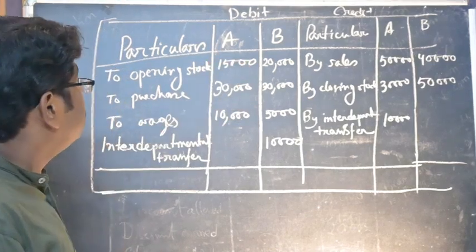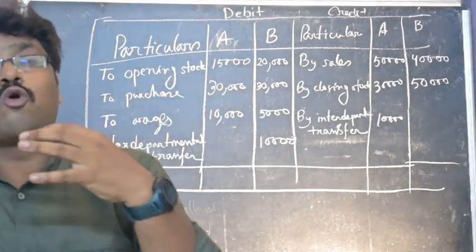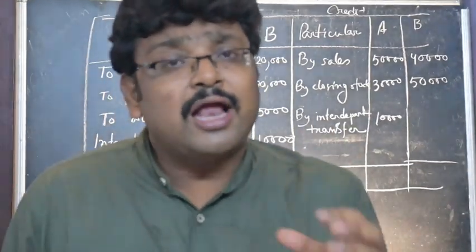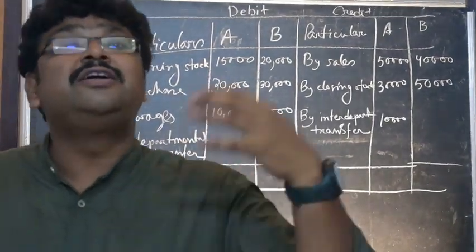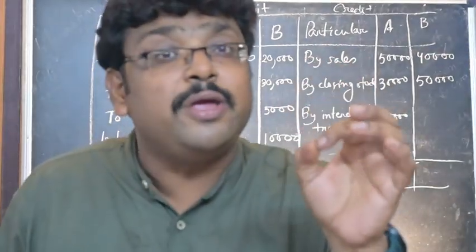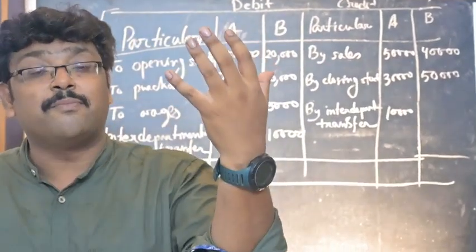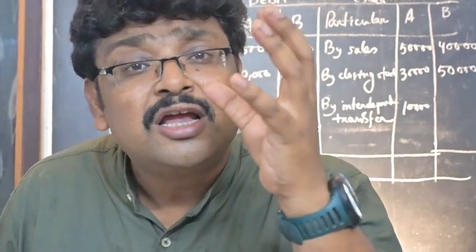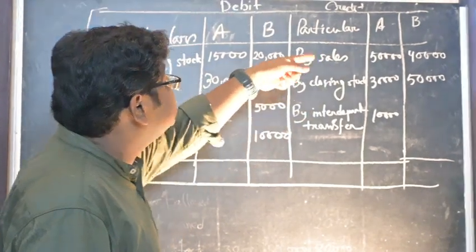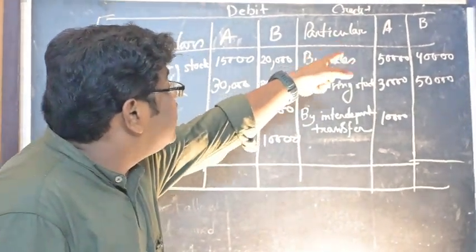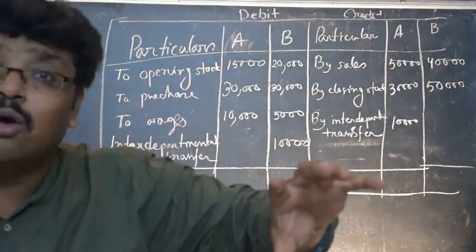Okay. Now there is another piece of information, that is the sales. The company sells their product, and if it sells, it earns some money, revenue, and if there is an increase in revenue, it should be in the credit account. So by sales, we should write in such a way, particulars by sales, for department A 50,000 and for department B 40,000. It is in the credit account.